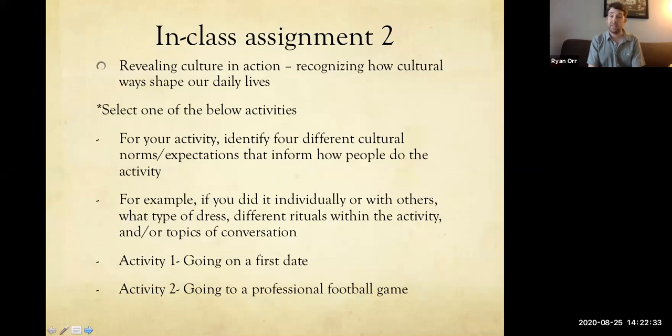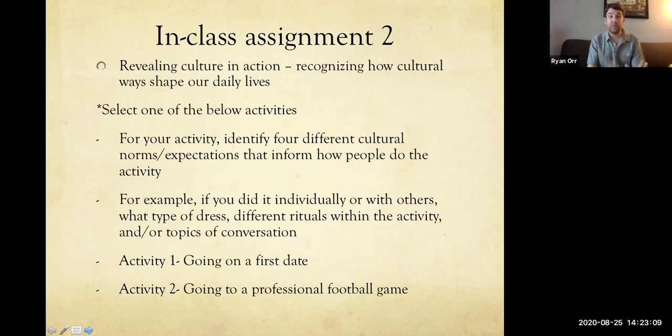So here, the activity is pretty simple. What I want you to do is start to recognize how cultural ways do shape our daily lives. And so for the activity specifically, I want you to select one of two different social activities. So activity one is going on a first date, and activity two is going to a professional football game. So here for the assignment, basically what I'm looking for you to do is come up with four different cultural ways that influence how you're doing your selected activity.